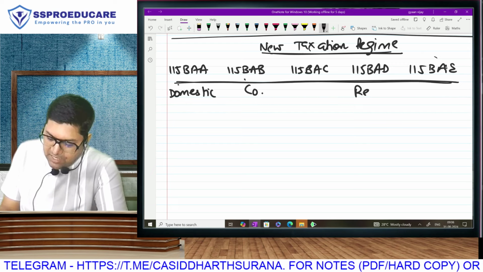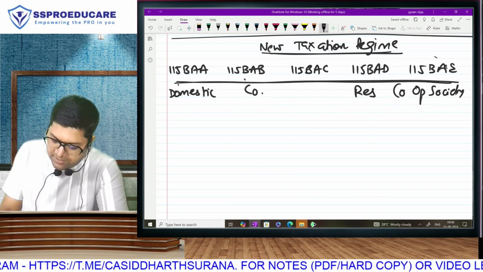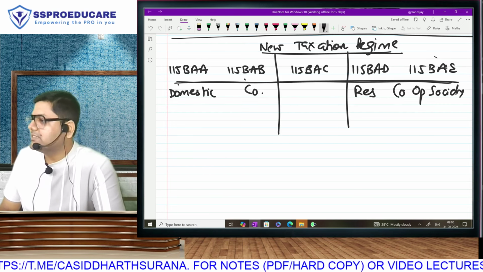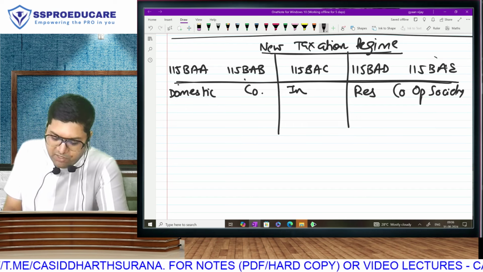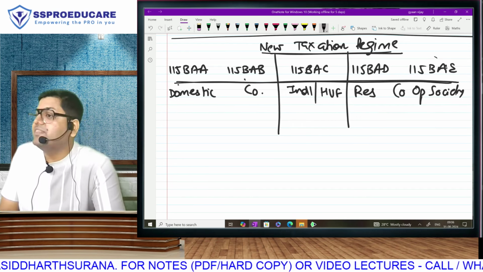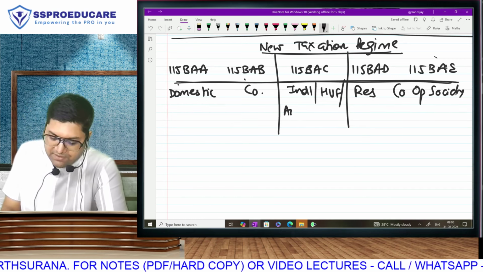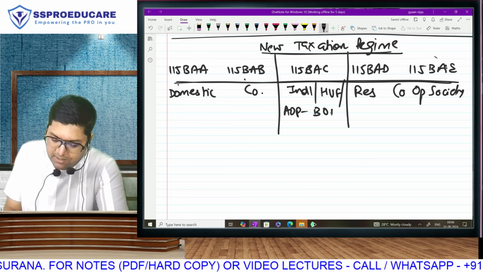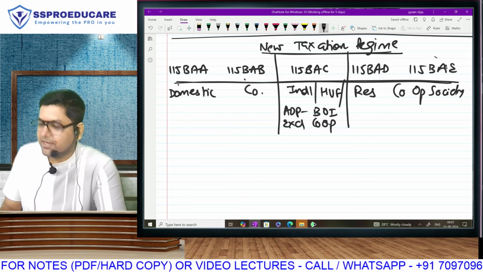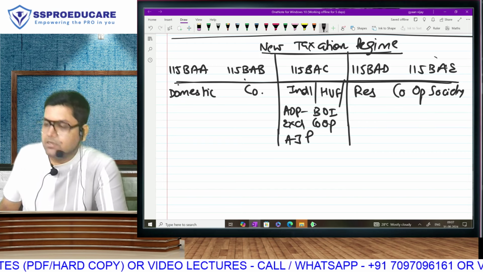These 2 sections are for resident cooperative society. Is this correct? And this middle section, when it was introduced, it was for individual HUF, but with the amendment that took place last year, I told you orally about it, we now also cover AOP, BOI, obviously excluding cooperative society, and we will also cover AJP here. Is that clear?